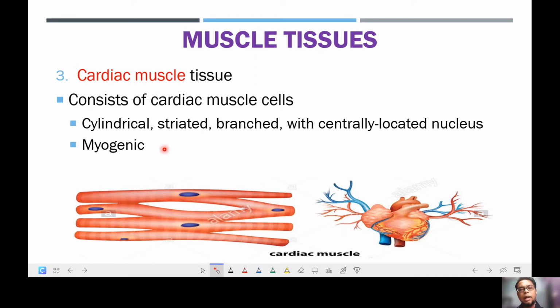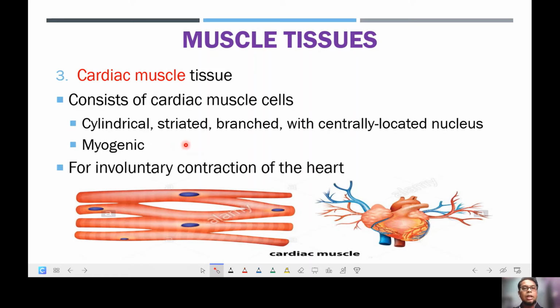Another important aspect of the cardiac muscle cells is that they are myogenic. This means that the cells are able to generate their own electrical current in order to produce the contraction of the muscle tissue. And this type of muscle tissue is important for the involuntary contraction of the heart. And so, the heart will be able to pump blood throughout our body.